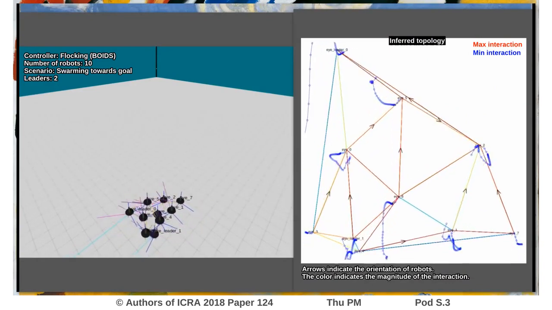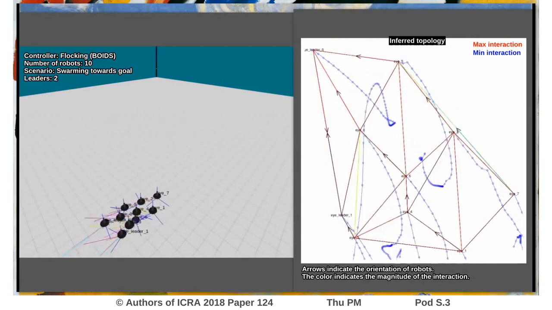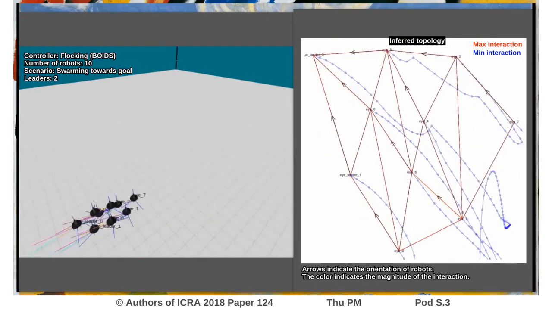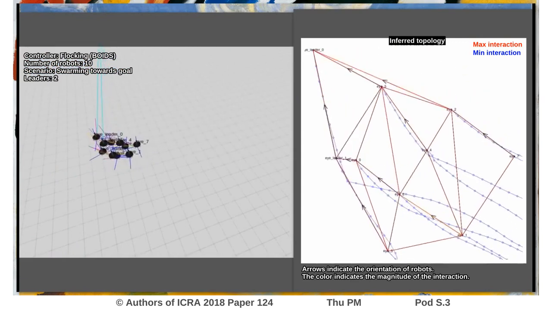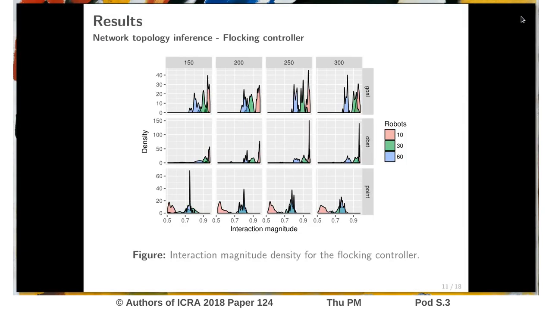To the left, we can see an inferred topology and a heat map of interactions. Orientations also give us a clue of which robots are leading. Boids tries to model how birds organize in a flock.